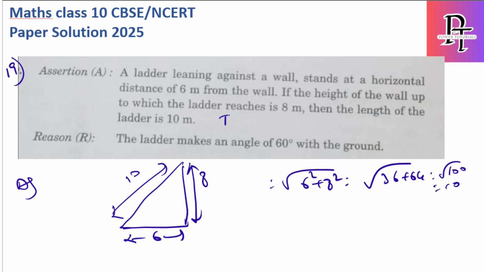So R is true. The ladder makes a 60 degree angle with the ground. This is not 60, because tan 60 is root 3, and 8 by 6 is not root 3. So this is false. A is true, R is false. The option should be C.